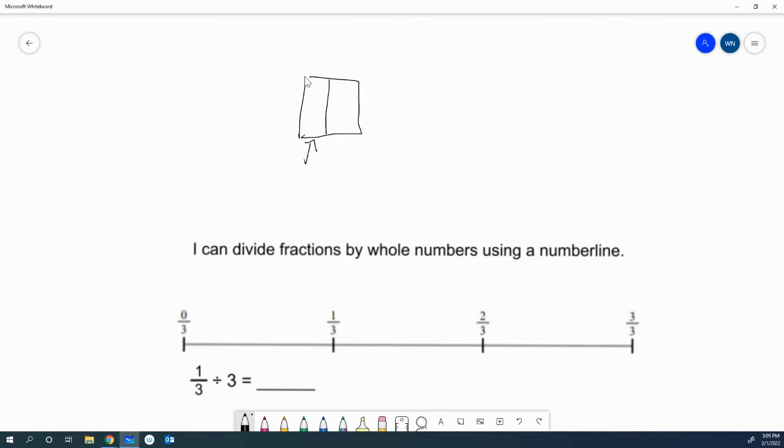So I'm going to be looking at this 1/2. Got 1/2 divided by 3. I would simply divide it into thirds. And we're looking for this single piece. That's what we did yesterday.